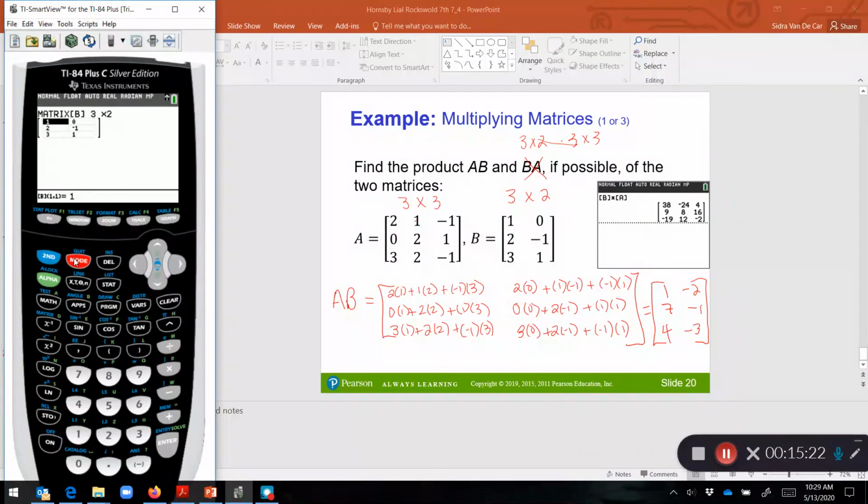Quit out of there. And then if I go back into the matrix menu, pick up matrix A times matrix B, it'll give me what we just calculated by hand: 1, negative 2, 7, negative 1, 4, negative 3. If I try to do the opposite, matrix B times matrix A, notice that it's going to give me an error, dimension mismatch. I can't multiply.